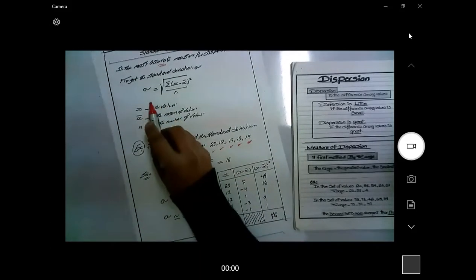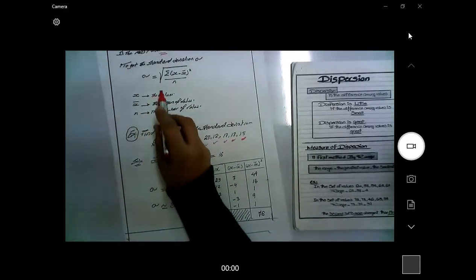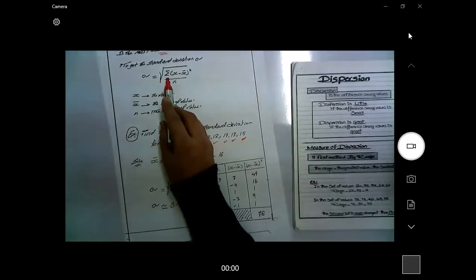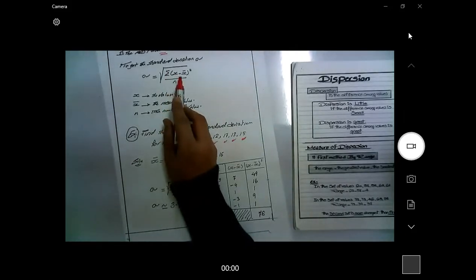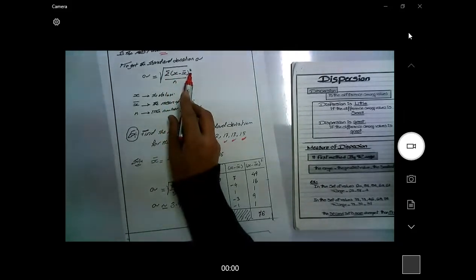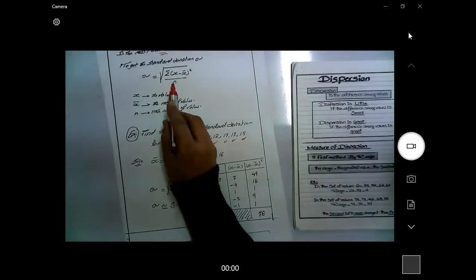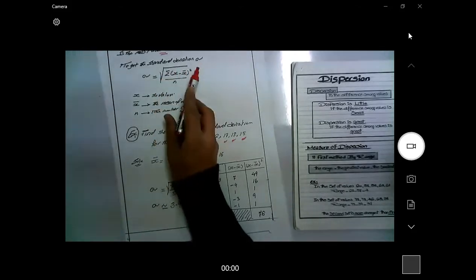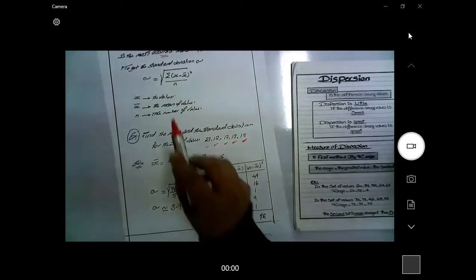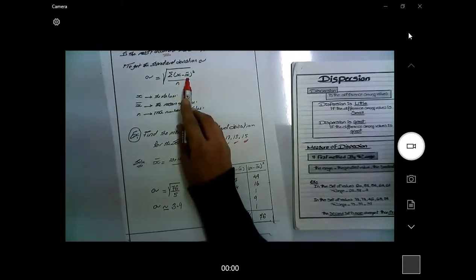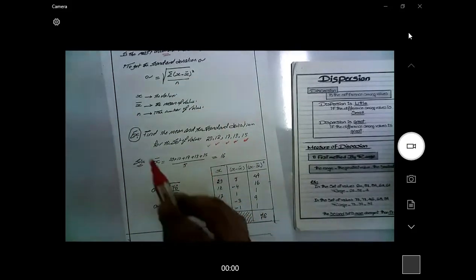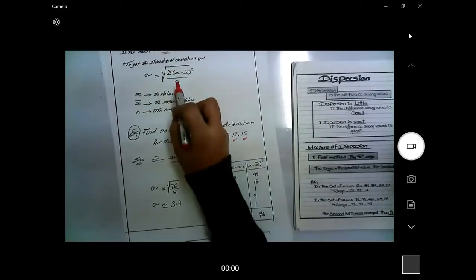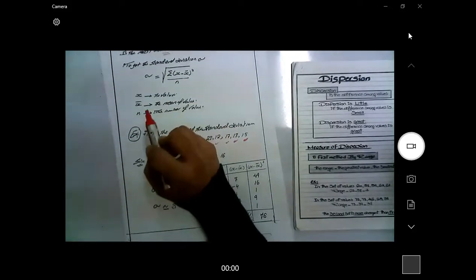We are going to use the rule: sigma, standard deviation, equals the square root of the summation of x minus x dash, all to the power 2, divided by n, under the square root. Sigma equals the square root of summation x minus x dash all power 2 divided by n. Let's start explaining what x dash is, and what n is.